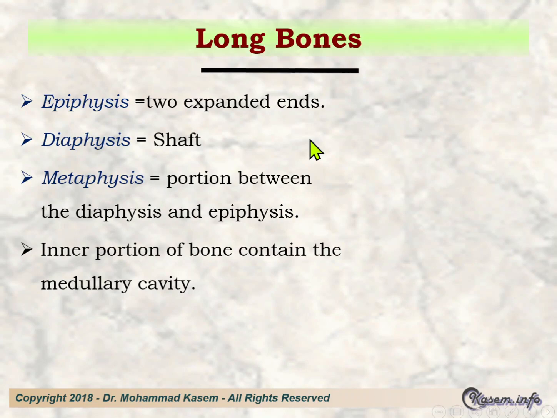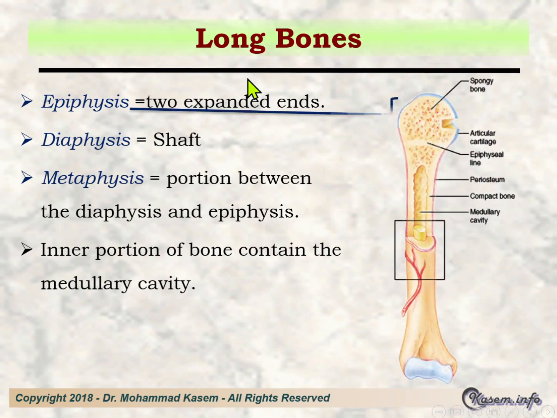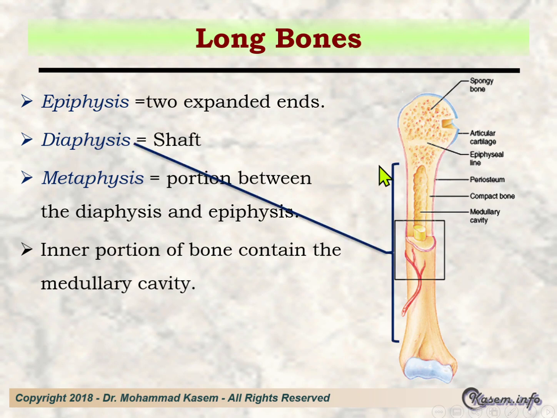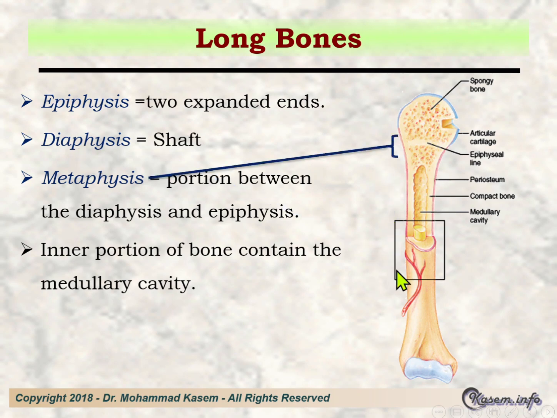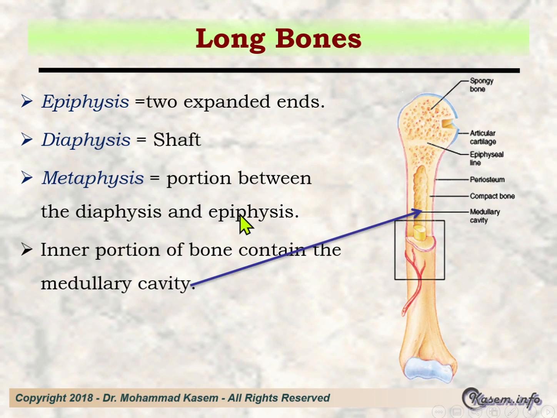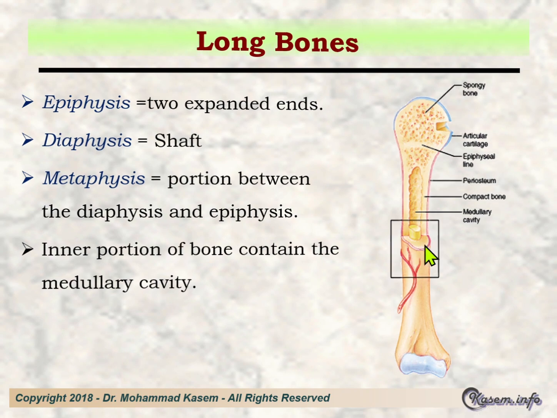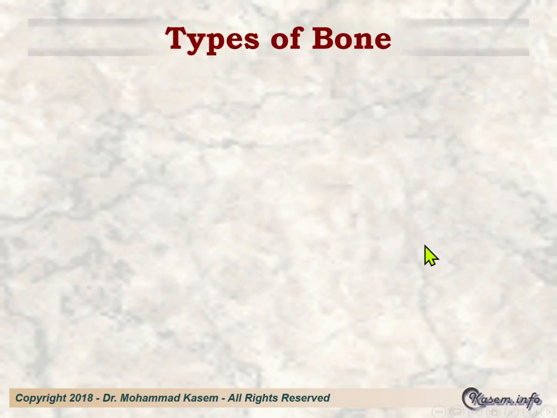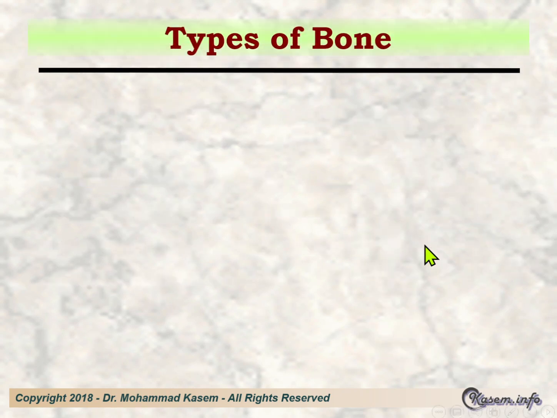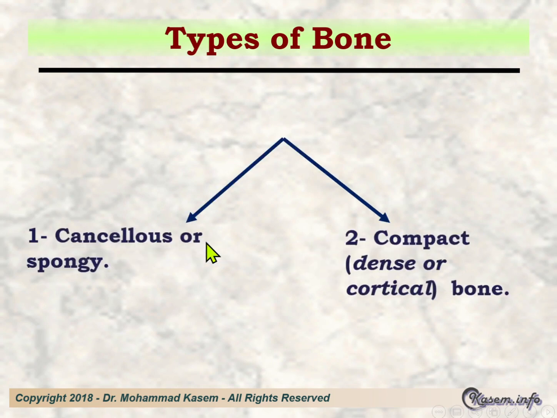Let's talk about the bone, the long bones. This is the epiphysis, and this is the diaphysis, the long part, and this one is the metaphysis between the diaphysis and the epiphysis. And the inner cavity is called the medullary cavity. Okay? So let's talk about the types of bones.